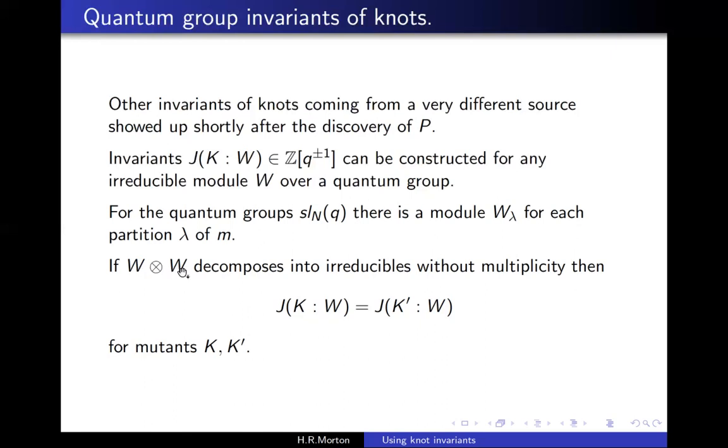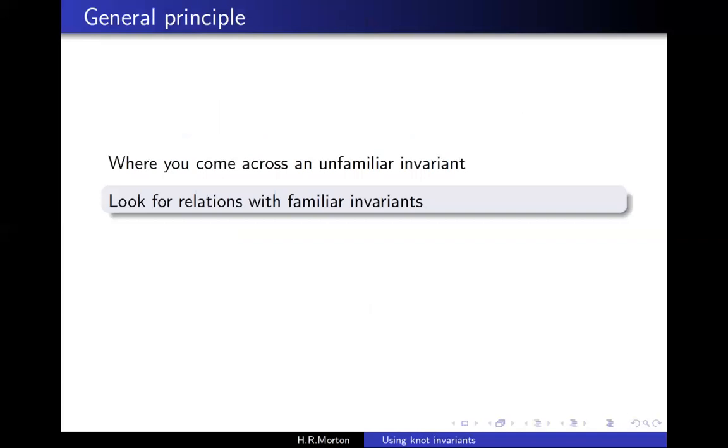tensor W, which is a module, it decomposes into irreducibles. If the irreducibles don't have multiplicities, that is, they break up into pieces which are all inequivalent, then mutants will have the same invariant when you construct the invariant with W. So that explains, in the end, some of the observations before.